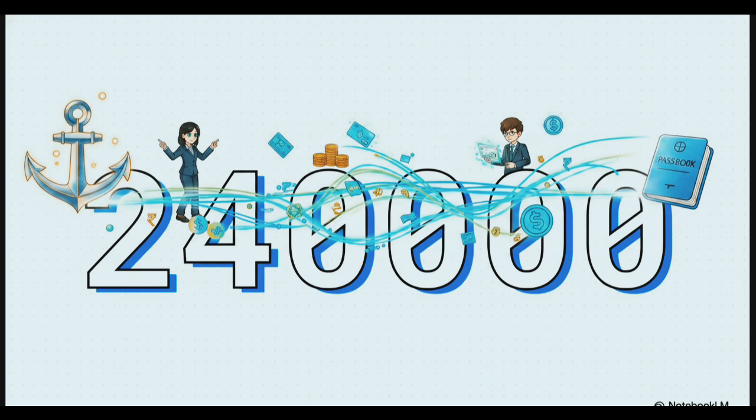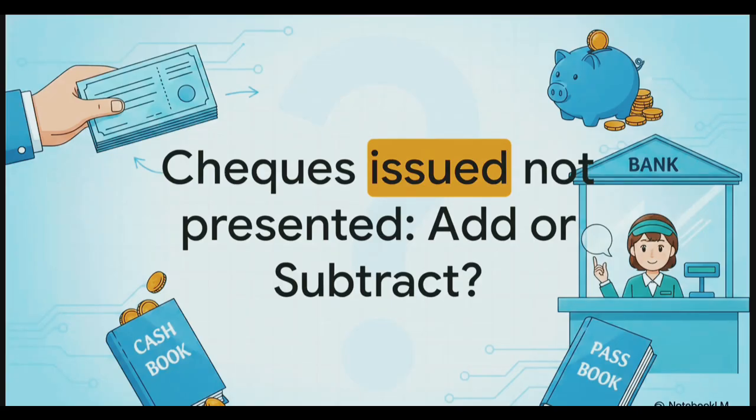So this is our anchor. We are starting our journey from the cash book, which means our ultimate destination is the pass book. Here's a first transaction. Checks issued but not presented in the bank amounts to 1,36,000 rupees. Now pause for a second.